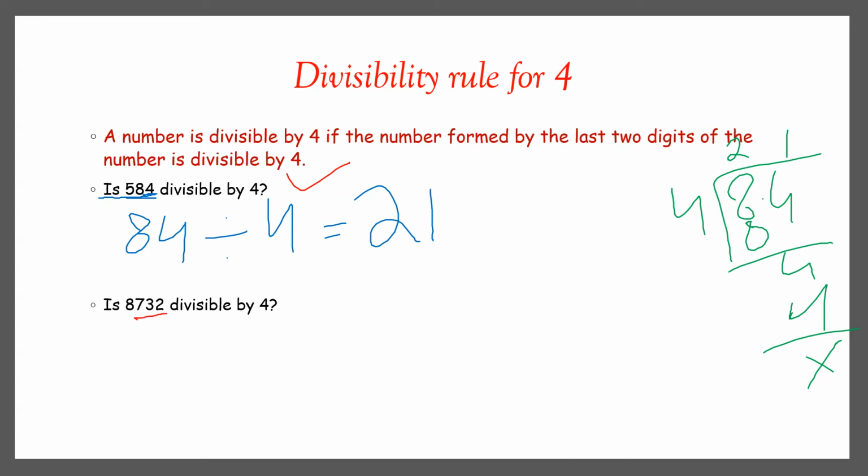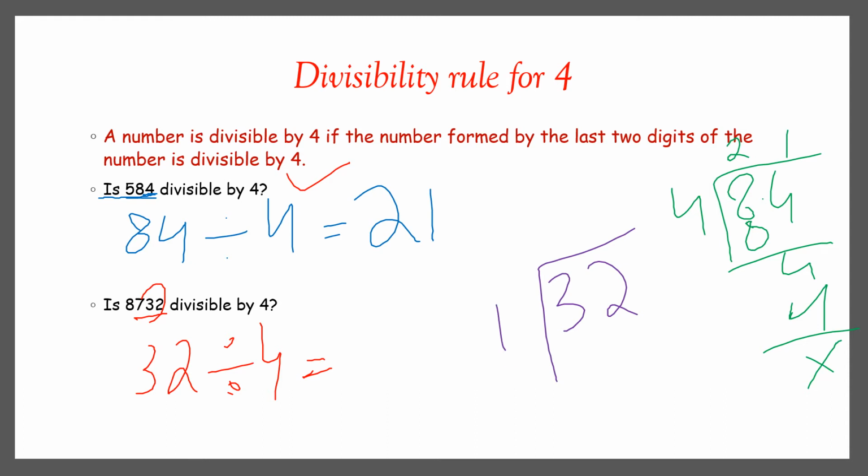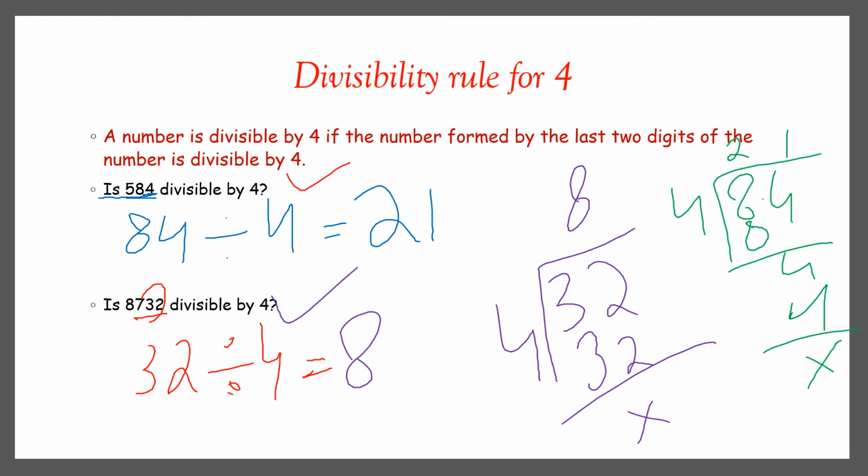And now let's see for this one. The last two digits here are 32. Let's see, is it divisible by 4? You can check it by dividing 32 by 4. Okay, so yes, 4 eights are 32. So yes, this one is also divisible by 4. So we just have to check the last two digits of a given number. If the last two digits are divisible by 4, it means that the whole number is also divisible by 4.